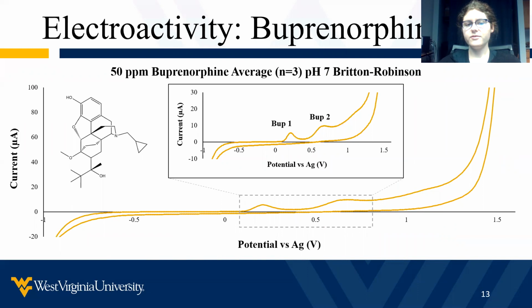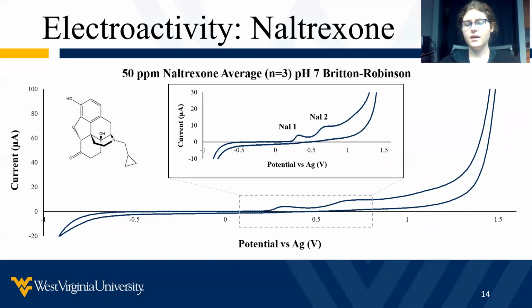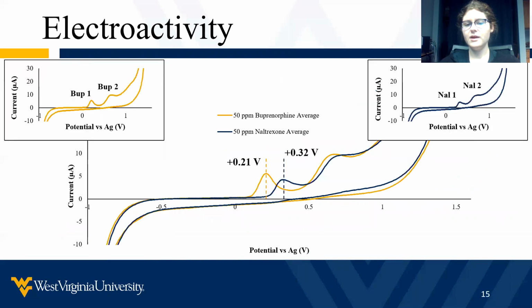First, we wanted to establish that these compounds undergo those electrochemical reactions. And so to do that, we use cyclic voltammetry. So we increase then decrease the potential, which allows us to check for both oxidation and reduction. Buprenorphine was electroactive with 2 oxidation peaks as shown here. And naltrexone also showed 2 oxidation peaks as shown here. These were more positive potentials compared to the buprenorphine.